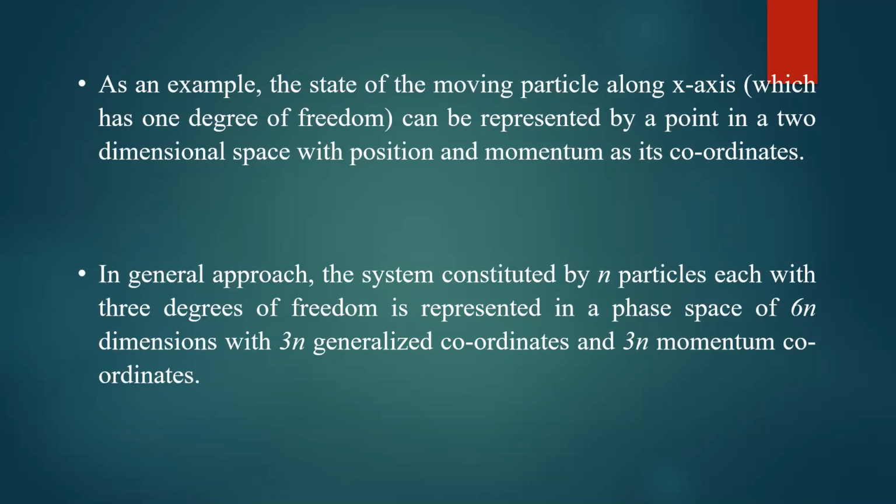For n number of particles, 3n number of coordinates are needed. 3n position coordinates and 3n momentum coordinates. Totally, we need 6n coordinates, and phase space will have 6n dimensions. Okay, remember, if a system consists of n particles with each particle having 3 degrees of freedom, then phase space is represented by a 6n dimensional space with 3n position coordinates and 3n momentum coordinates.